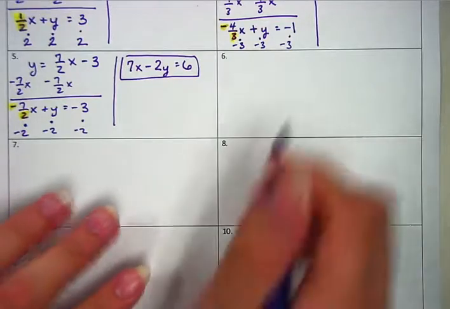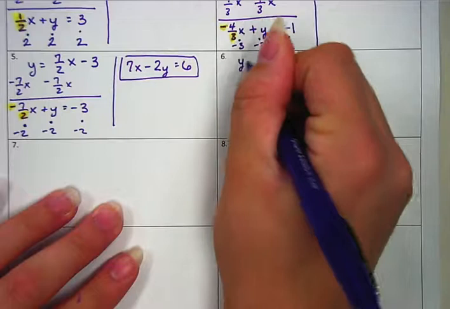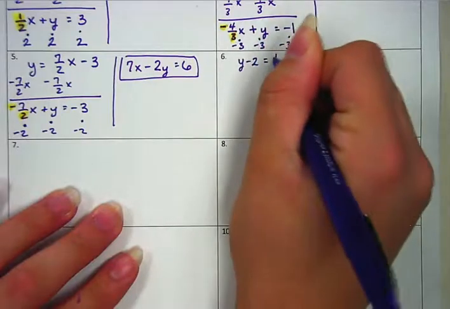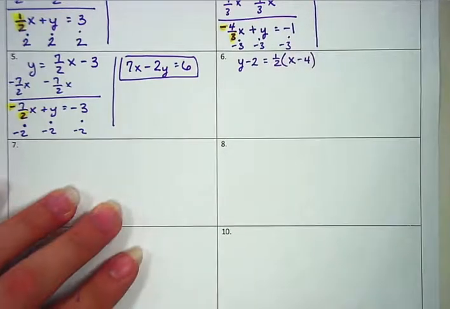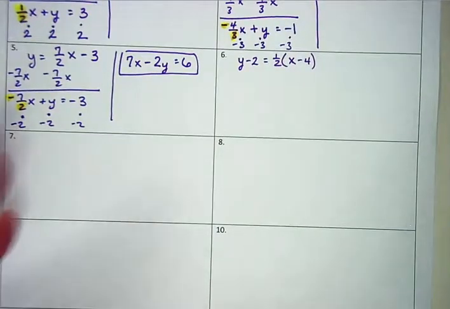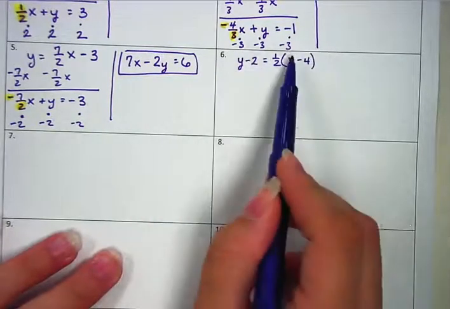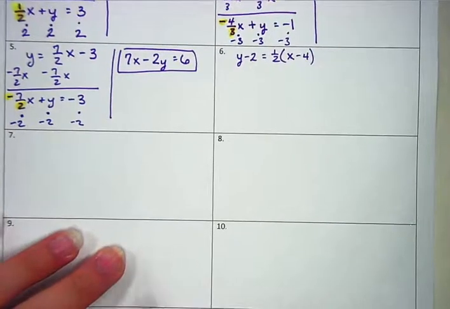Okay? All right, let's look at another equation. So this is another one we're familiar with. Y minus 2 equals 1/2 times x minus 4. All right, this is point slope form. Well, we need to get it into standard. So the first thing we're going to do is take this equation down into slope-intercept form because we're familiar with doing that.